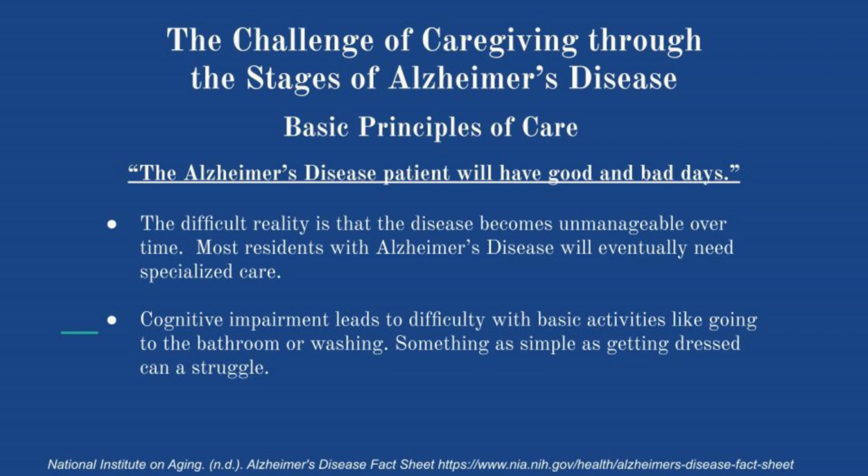The Alzheimer's disease patient will have good and bad days. But the most difficult reality is that the disease becomes unmanageable over time. And most residents with Alzheimer's disease will eventually need specialized care. Cognitive impairment leads to difficulty with basic activities like going to the bathroom or washing. And sometimes things as simple as getting dressed can become a challenge. An individual with Alzheimer's or dementia might not even be safe at home eventually.